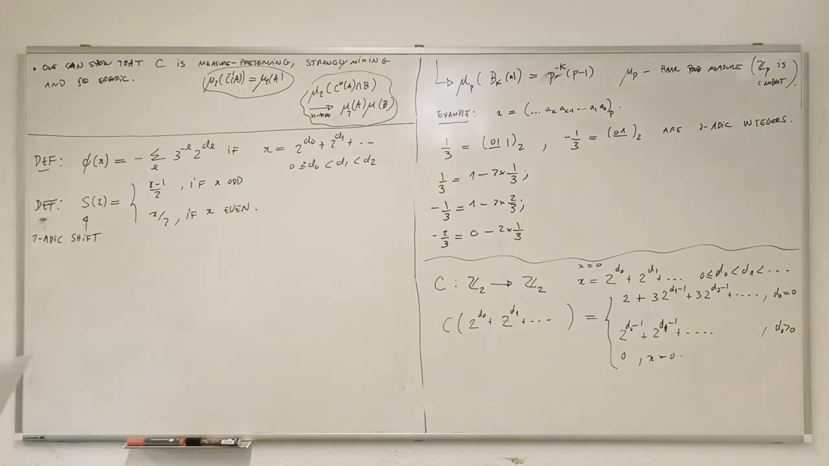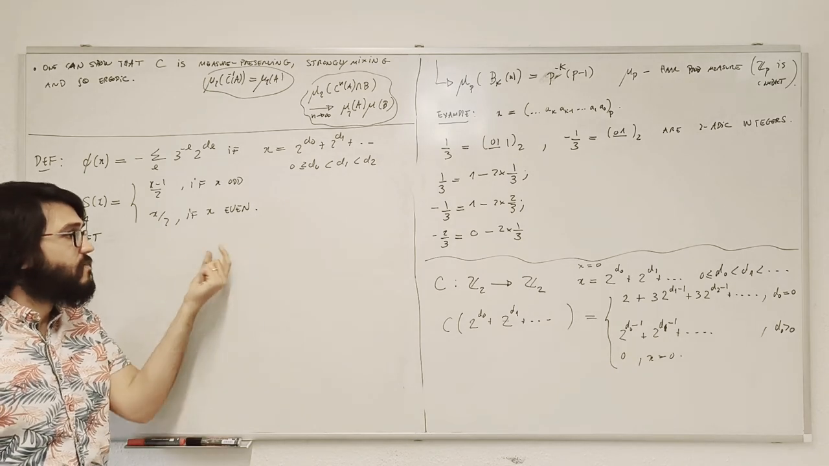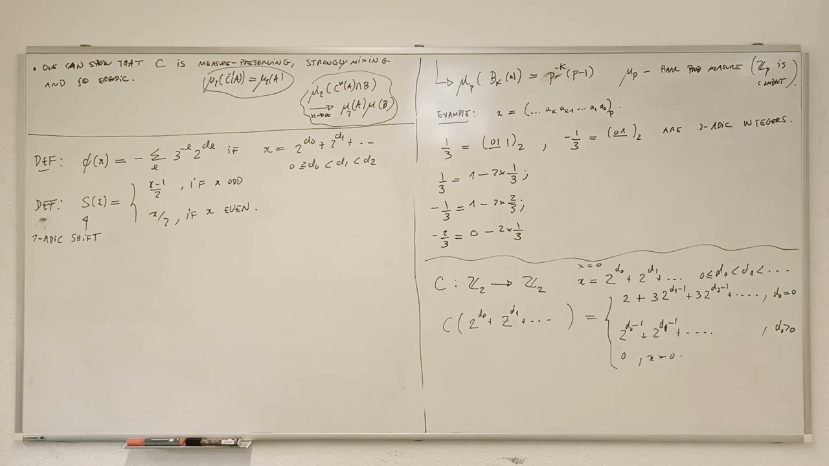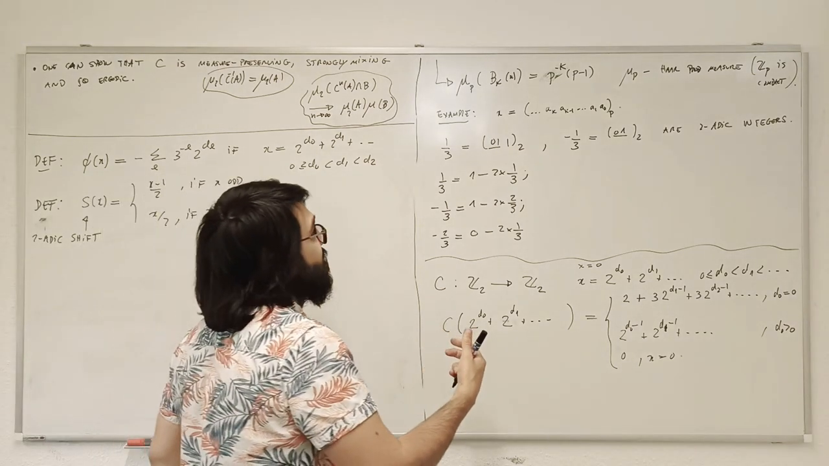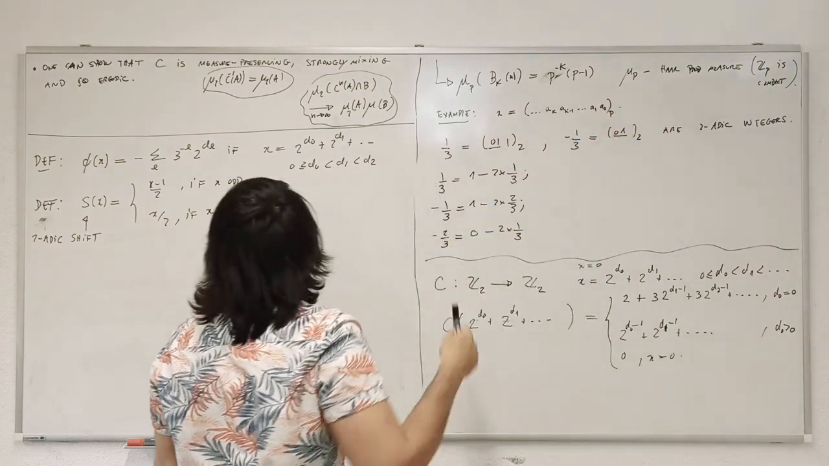Okay? So if x is even, there isn't the zero term, then you can divide by 2, and that would be exactly just shifting everything to the left, yeah, exactly. If you think with this reversed, but if you think in this way, then it's shifting to the right.